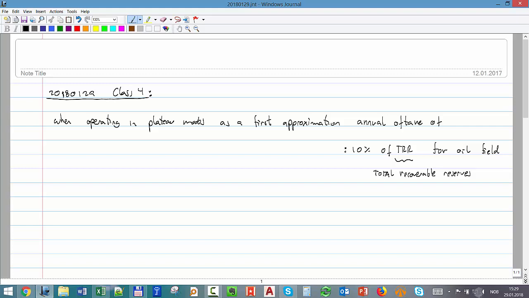We also call it, remember, SPE doesn't allow more than one capital letter. So if we talk about oil, it's called N, PU, the Ultimate Cumulative Production of Oil.